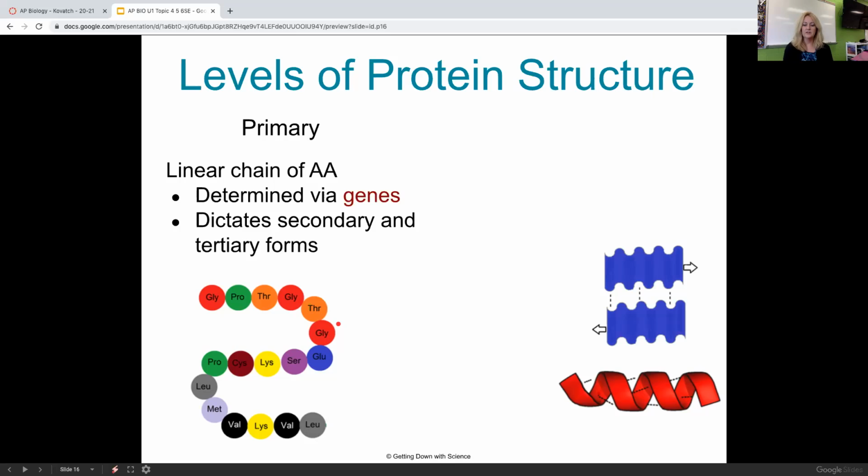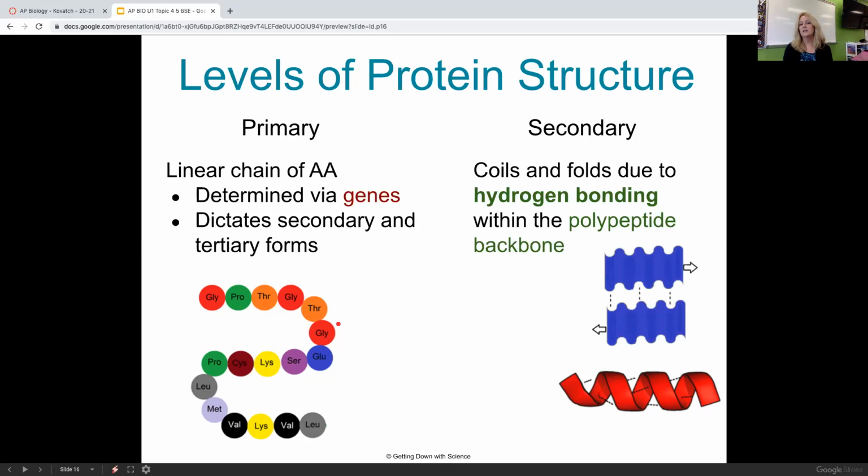It reads the genetic code and knows which ones to grab. So genes from DNA determine primary and secondary and tertiary forms of a protein. Secondary form: once that chain is released from the ribosome, it will immediately start to coil and fold due to the hydrogen bonding within that polypeptide backbone. It can fold one of 2 ways.